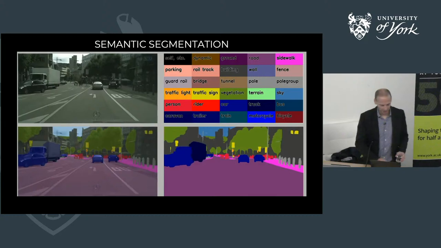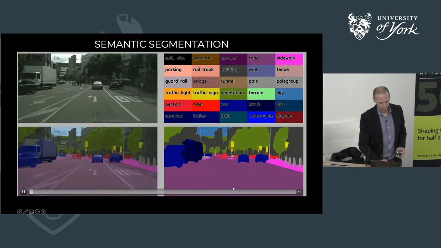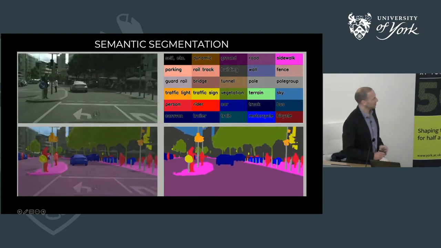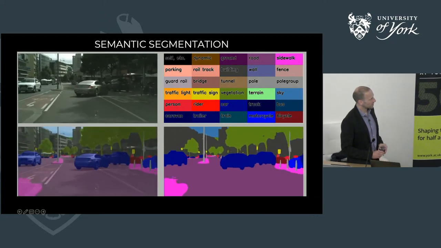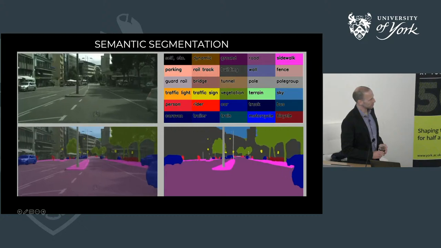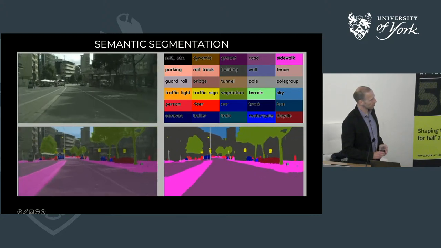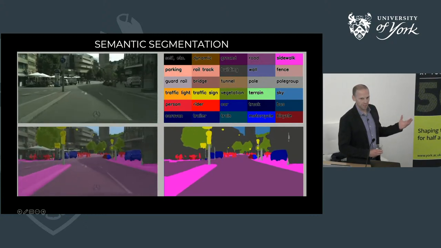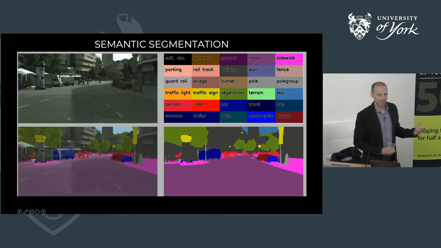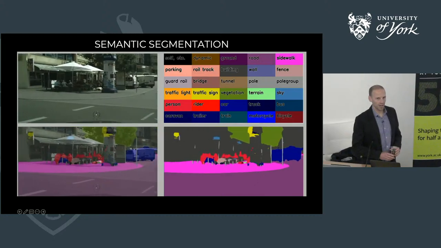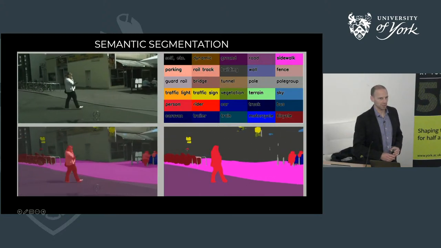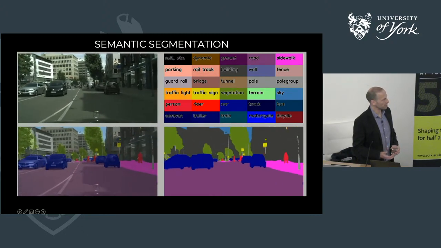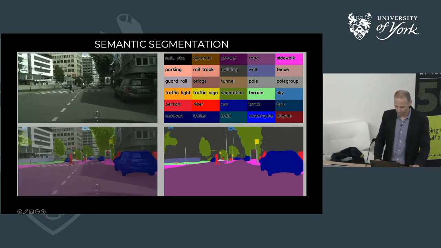If you get enough data, so this is on the bottom right, this is the output of a neural network, this is the input video. So clearly, if you were trying to build a self-driving car or an autonomous robot moving through an environment, this is a really useful representation. You can start to reason about what these different types of object and parts of the scene are likely to do. So knowing that there's a pedestrian in front of you if you're controlling a car is pretty important.